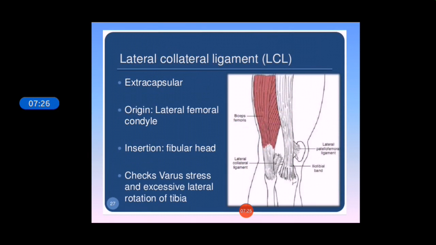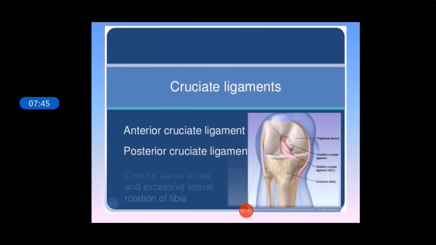The next ligament is the lateral collateral ligament, which is an extracapsular ligament. It originates from the lateral femoral condyle and inserts into the fibular head. The LCL is primarily responsible for checking varus stresses and, like the MCL, limits varus motion most successfully at full extension.